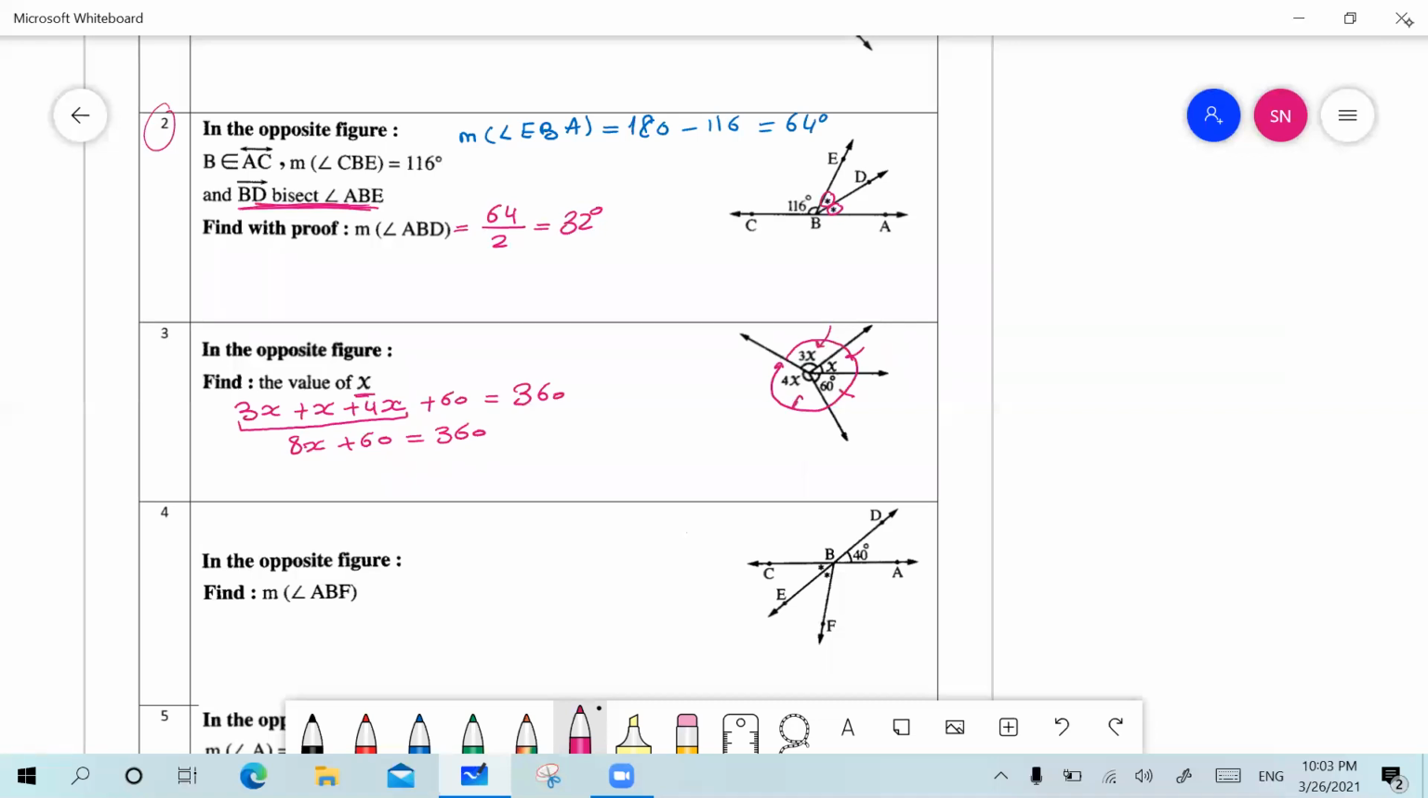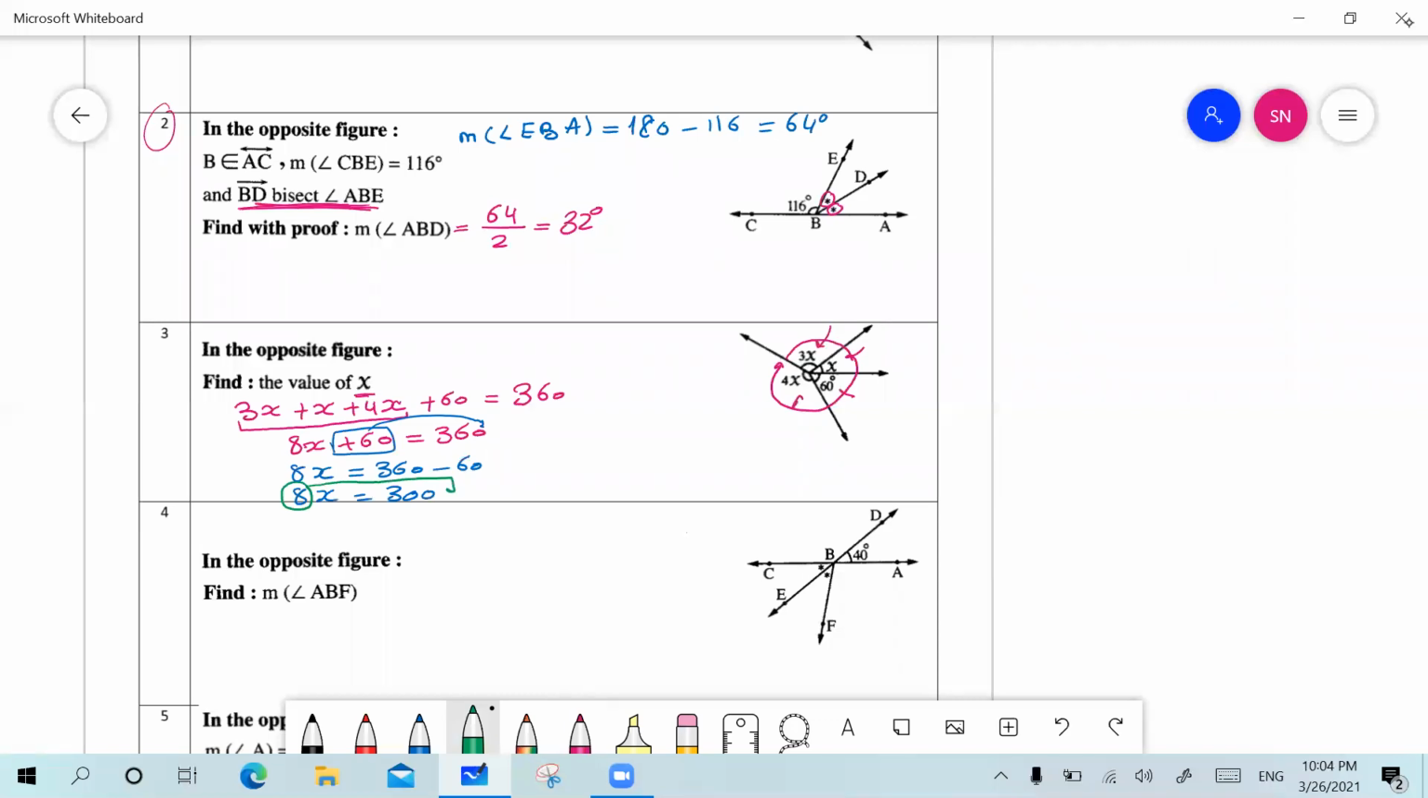And then what will I do? We're going to move the 60 to the other side with the inverse operation. So I'm going to have now 8x equal to 360 minus 60. So 8x is equal to 300. And then, Gogo? We're going to divide 300 by 8.